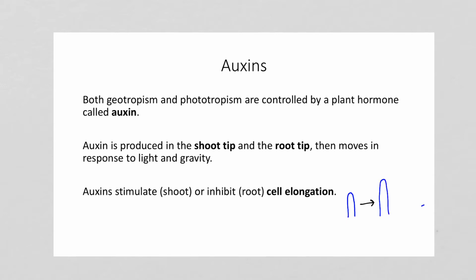If you write auxin leads to growth, you're not wrong because it is growing because the cells are elongating, but it's not through cell division. It's from the cells actually physically getting longer. So we want to use the words cell elongation. Okay?